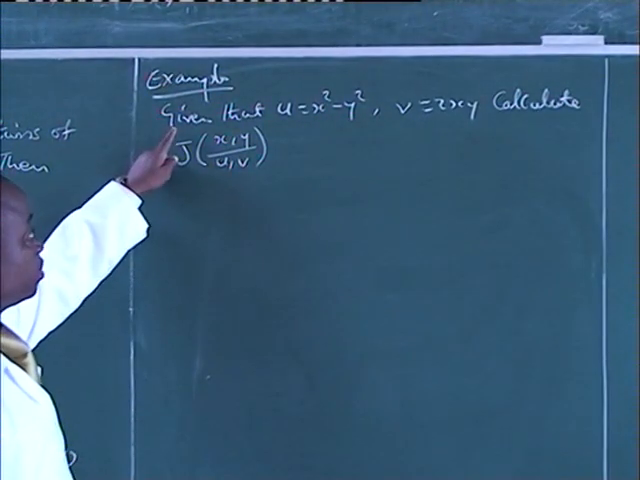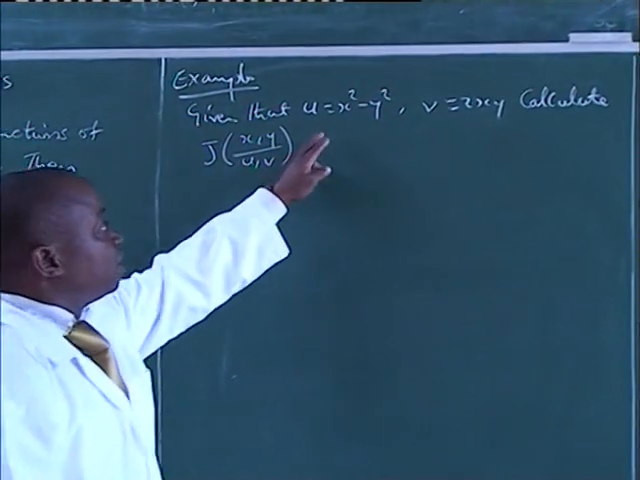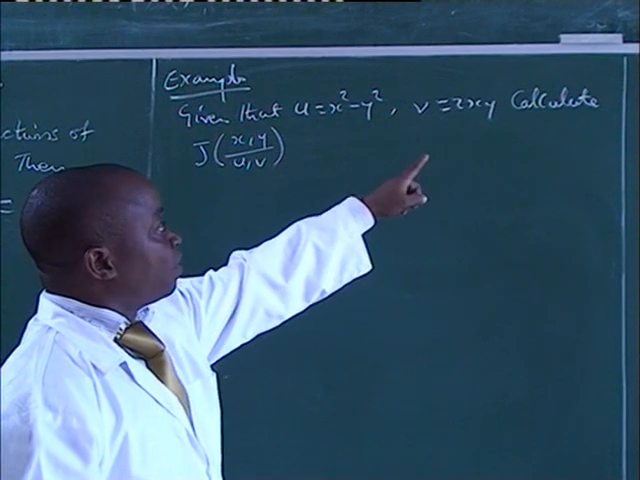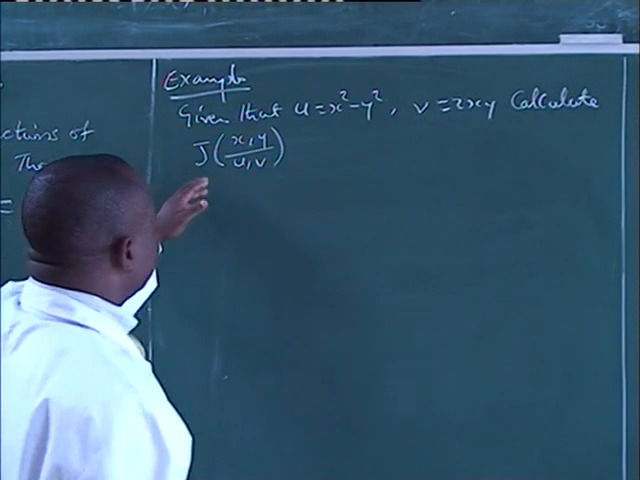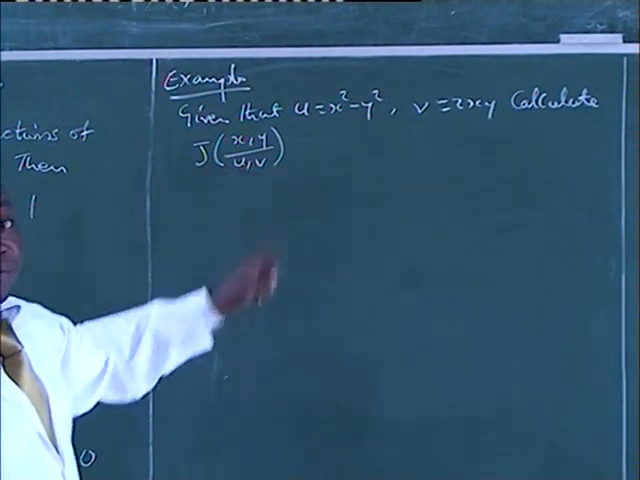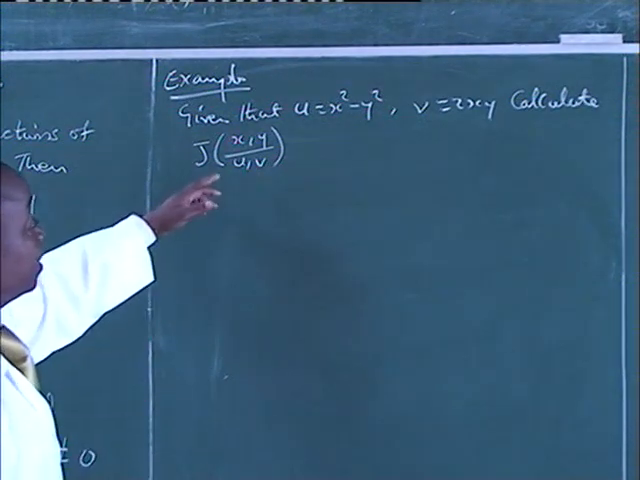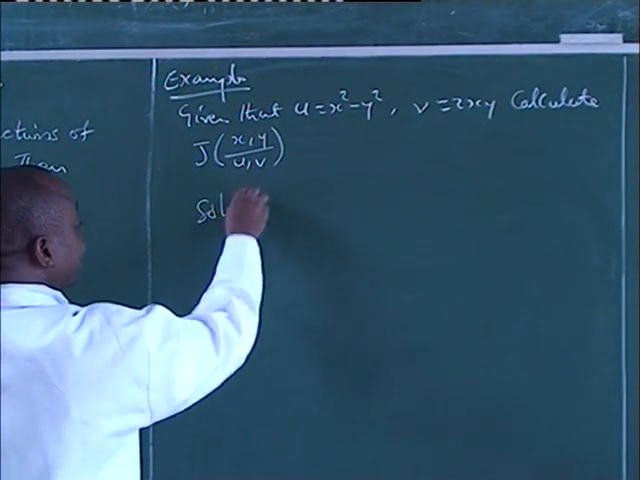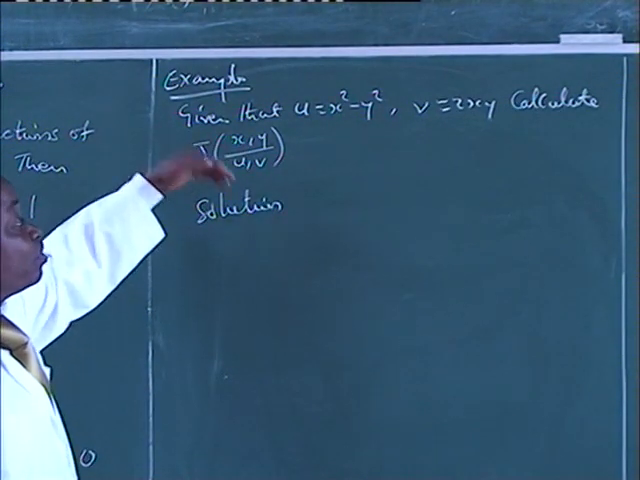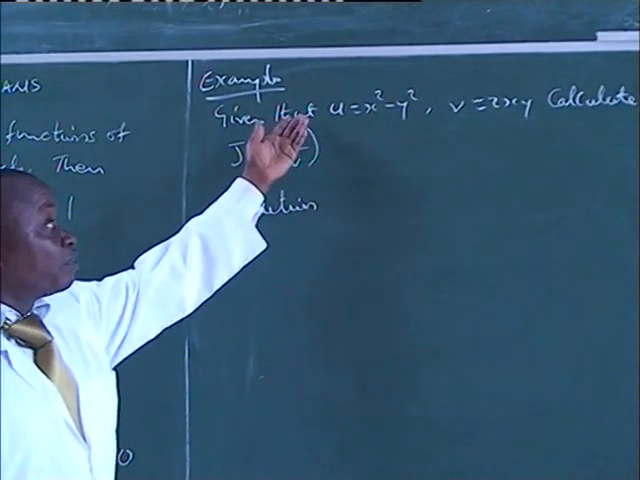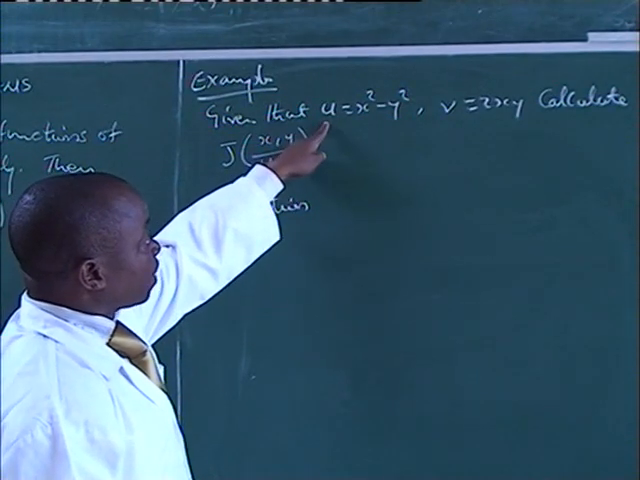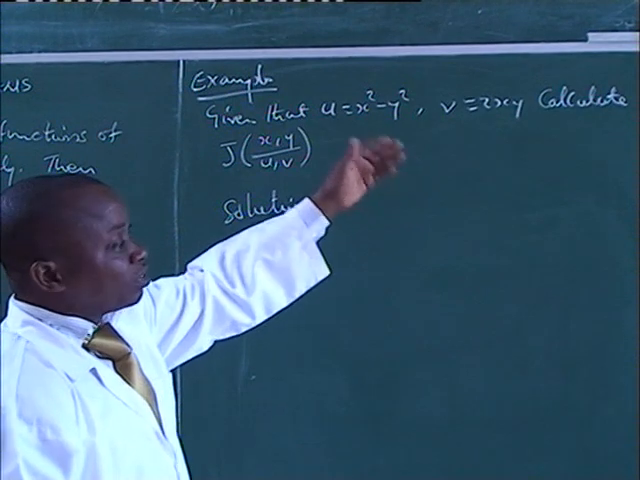Now let's look at this example. Given that u equals x squared minus y squared and v is equal to xy, calculate the Jacobian of x and y with respect to u and v. Now, you see, what we need here is that x and y are functions of u and v. But the question is not expressed in that way. The question expresses u as a function of x and y, v as a function of x and y.